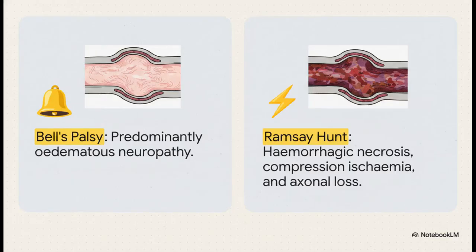So the crucial contrast we need to make is right here. In Bell's palsy, you're generally dealing with a predominantly edematous neuropathy, right? But in Ramsay Hunt syndrome, that hemorrhagic necrosis and inflammatory edema happen inside the rigid, non-distensible fallopian canal. There's nowhere for the swelling to go. It massively raises endoneurial pressure and completely compromises the vasa nervorum, the blood supply to the nerve itself. This causes severe compression ischemia, demyelination, and actual axonal loss. It's a true compartment injury. And that mechanistically explains exactly why RHS has such a poor prognosis compared to Bell's.